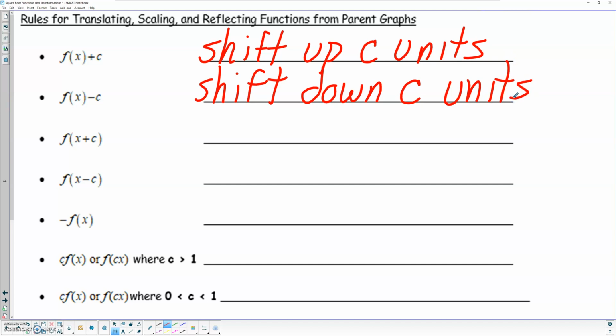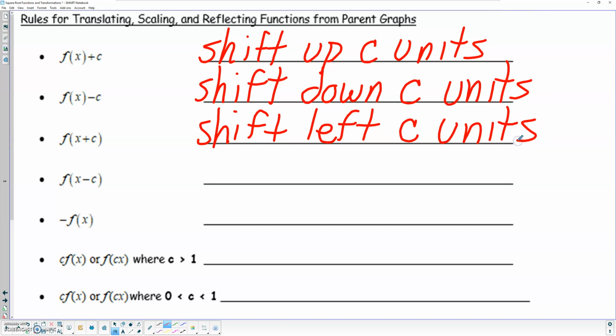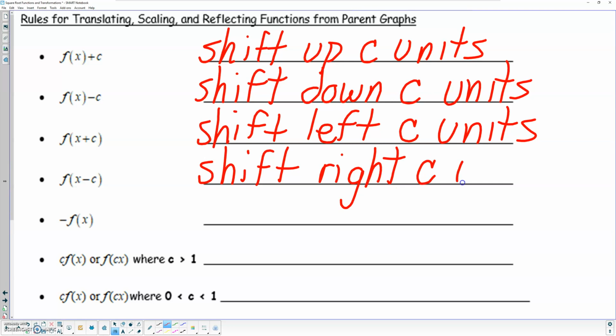Okay, when you add a number inside the function's argument, so that would be like inside the absolute value symbols, that's when you shift left. Okay, when you subtract a number inside the function's argument, you're shifting to the right. Okay, when you multiply by a negative, that's when you reflect over the x-axis.